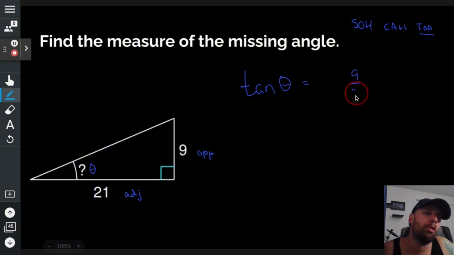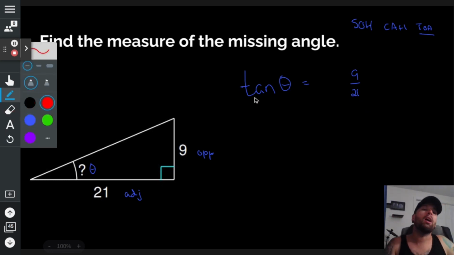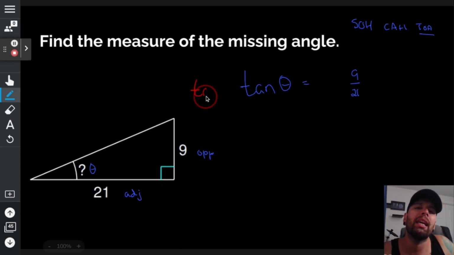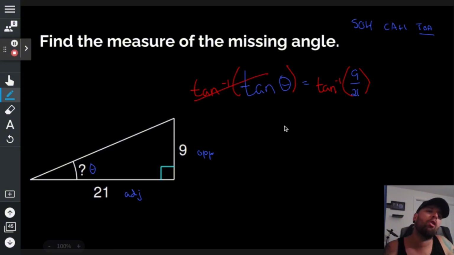If you're wondering why did he whisper kind of to himself, leave some space? Because I need to find theta. I don't have theta. I have tan theta. Tan's in the way. How do I get rid of a tan if the tan is blocking theta from being alone? The inverse trig function, and I'm going to do that to both sides. So I'm going to inverse tan both sides. Look at me leaving some space. That crosses out, and theta is now by itself.